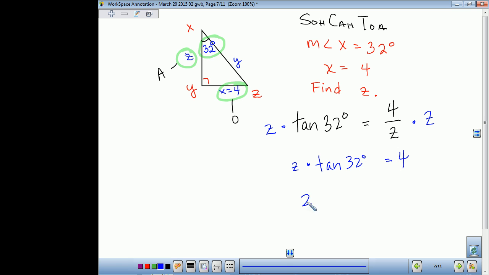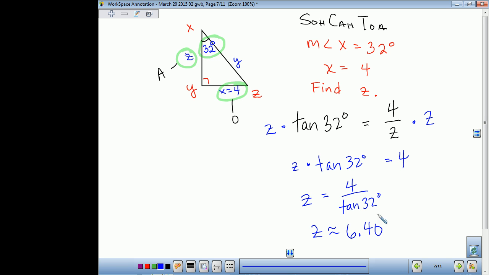And then to solve for Z, we would divide both sides by tangent of 32. So this would be the exact answer like you would see on a standardized test. And then the approximate answer, once again, got to make sure those calculators are in degree mode. When we punch in 4 divided by tangent of 32, you should get 6.4.